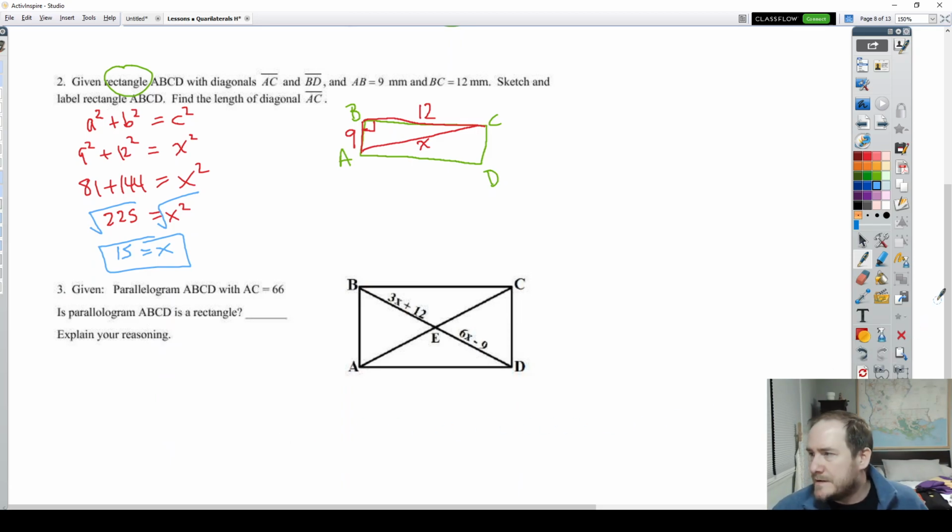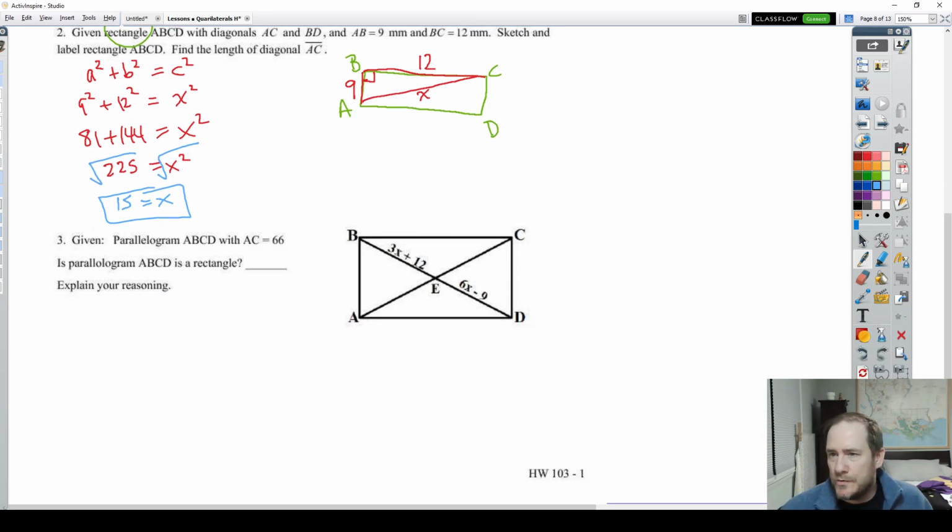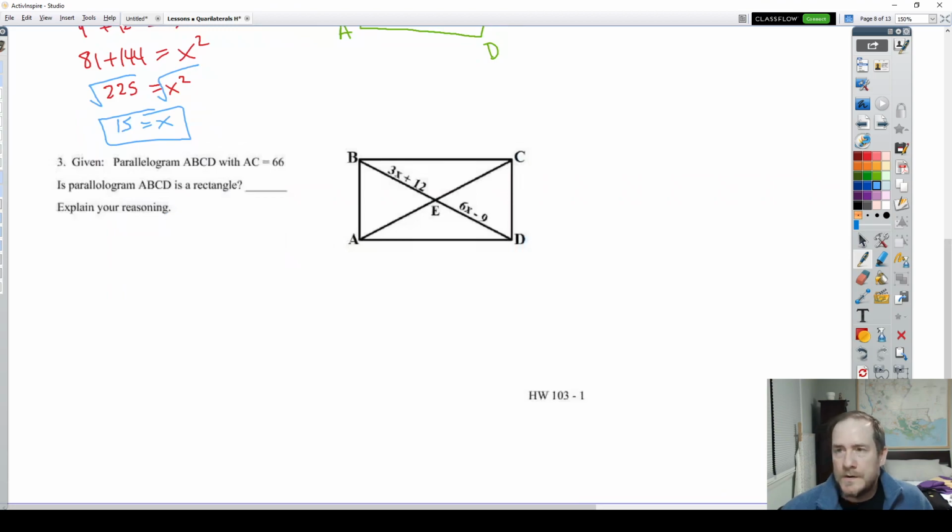Number 3, this time we're being told that AC is 66. So this diagonal here is 66. Again, the whole thing is 66, not just this part, the whole thing. And actually, we're not a rectangle. We're a parallelogram. We're wondering if we're a rectangle.